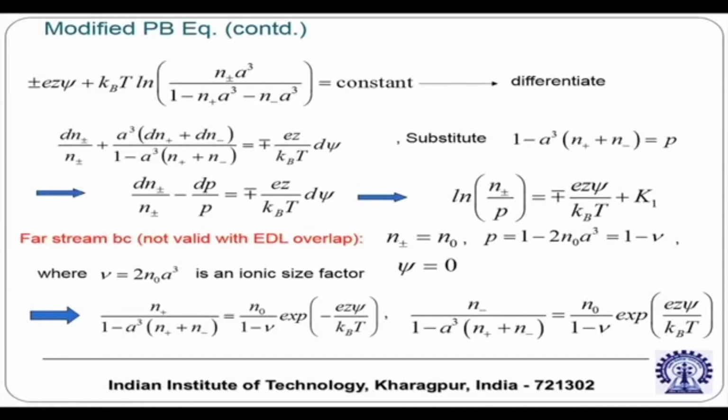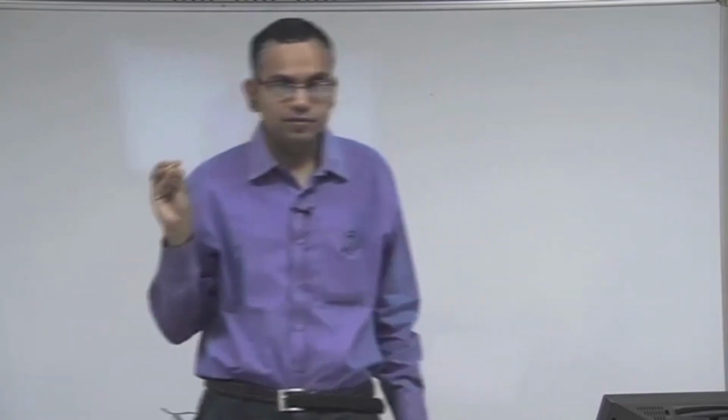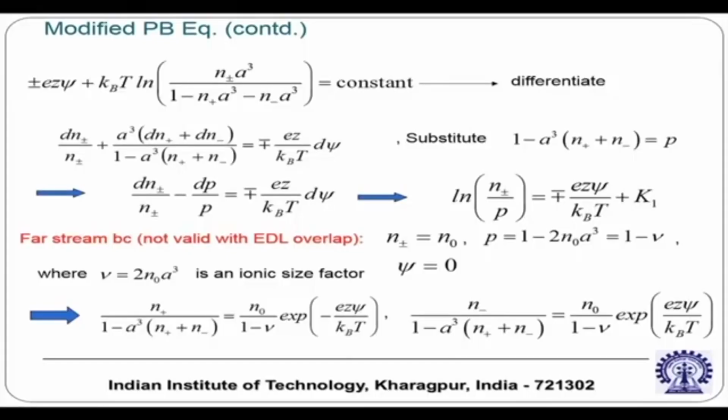n0 is the bulk concentration. 2 n0 a cube is a factor that comes into the picture because of the size effect of the ions. One n0 a cube for the positive ions, another n0 a cube for the negative ions. So the total is 2 n0 a cube, and this is called the steric factor. If you include this steric factor, you can write equations for n plus and n minus. You can see these are modified versions of the Boltzmann distribution. If you set a equal to 0, you will find that this boils down to the Boltzmann distribution.